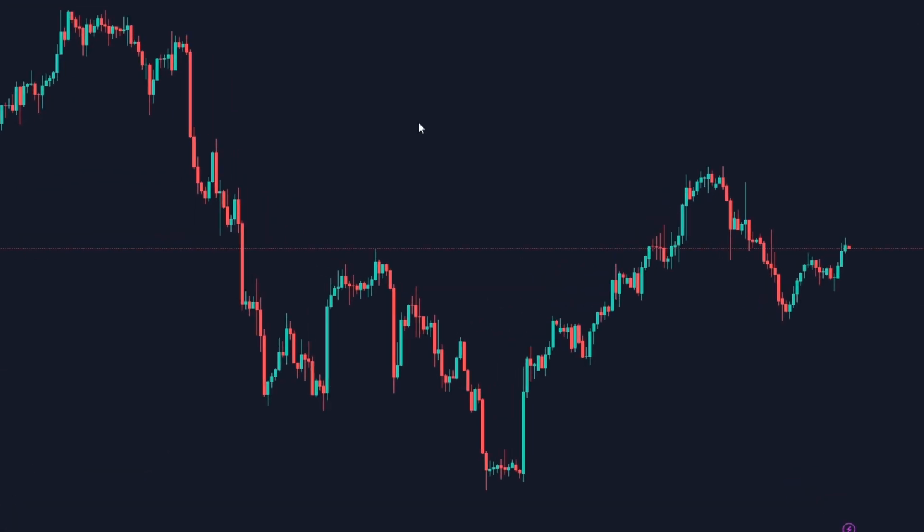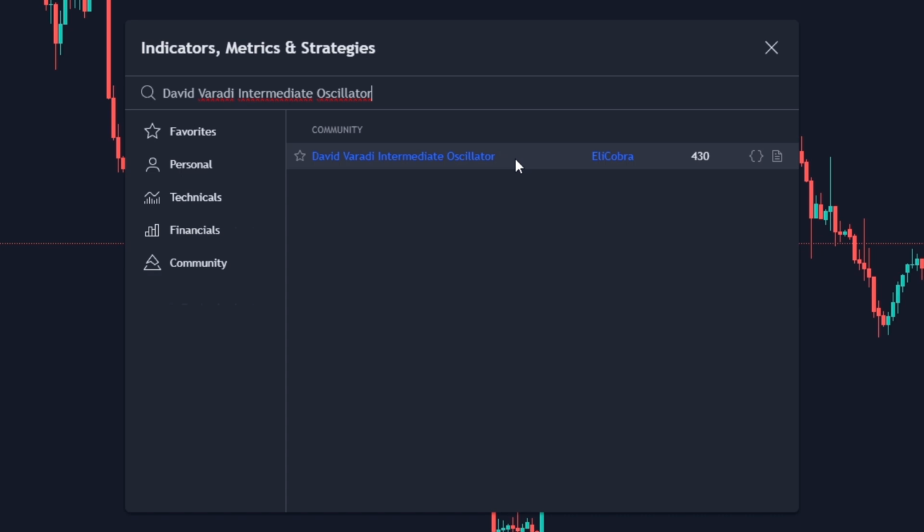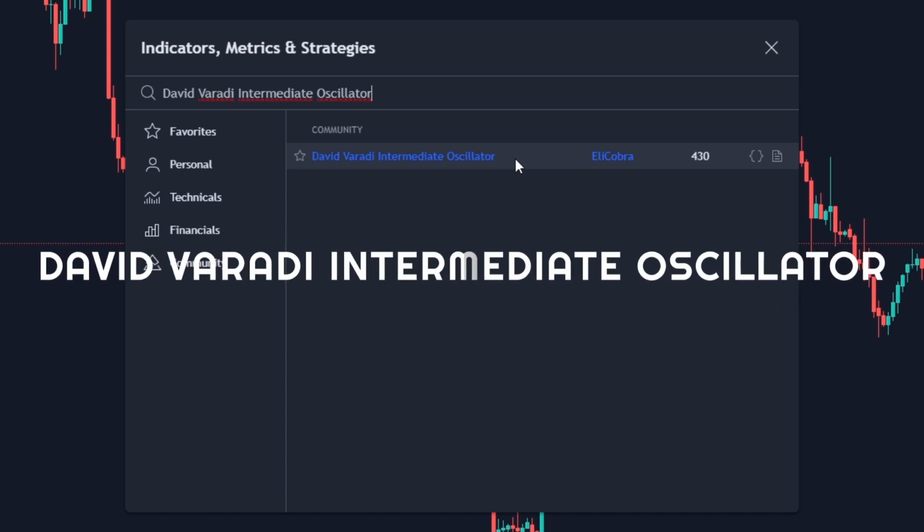We can find this indicator on TradingView by searching for the name David-Varady Intermediate Oscillator by user Ella Cobra.